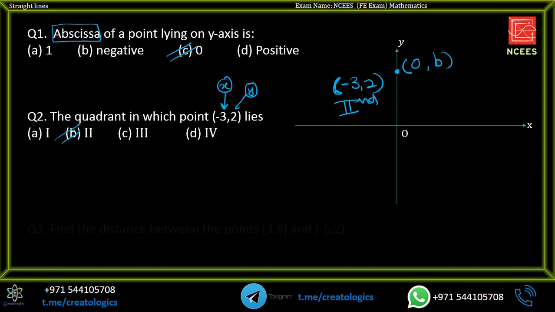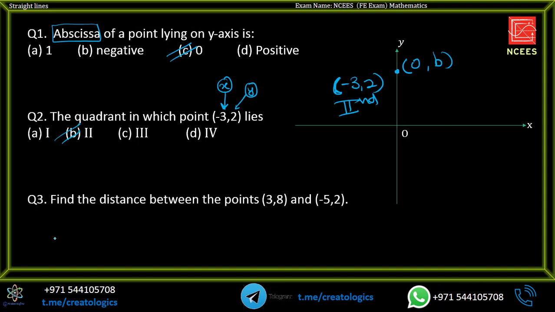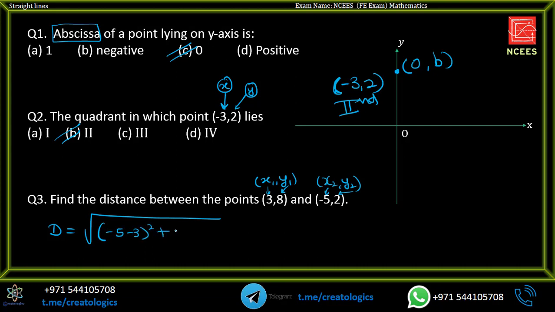Right? Next question. Find the distance between these 2 points, 3, 8 and minus 5, 2. So I will consider any of these as x1, y1. Okay, let's say the first one is x1, y1 and the second one is x2, y2. So let's use the distance formula to get the distance between these points. So we will have (x2 minus x1), which is minus 5 minus 3, whole squared, plus (y2 minus y1), which is 2 minus 8, whole squared. So when we simplify this, we will get 64 plus 36, which comes out as square root of 100, and square root of 100 is 10 units.